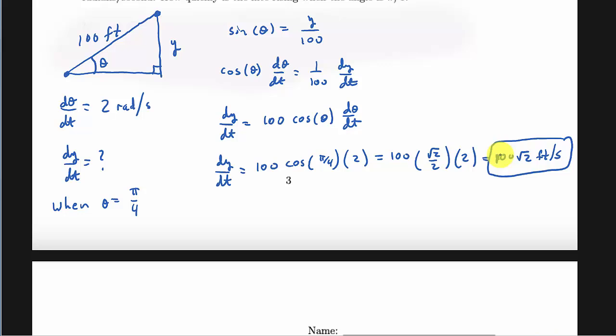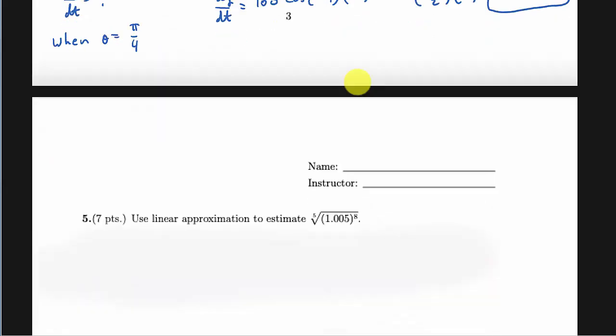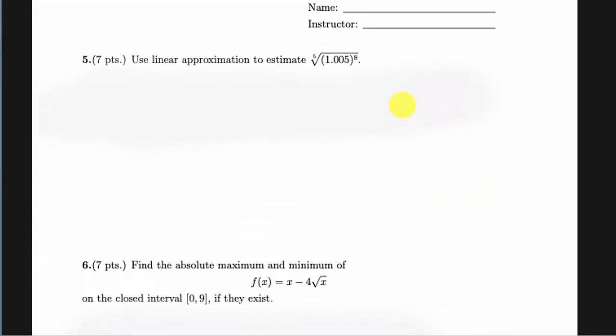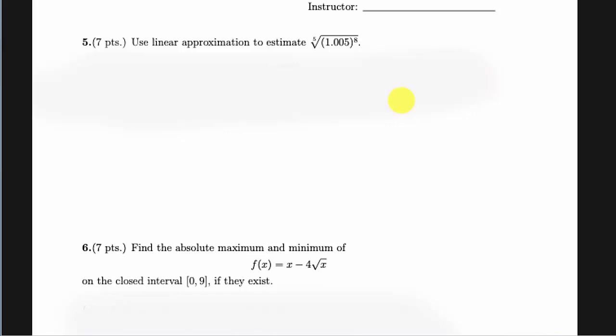All right, so we're moving right along. We're already on problem 5. Use linear approximation to estimate the fifth root of 1.005 to the 8th.